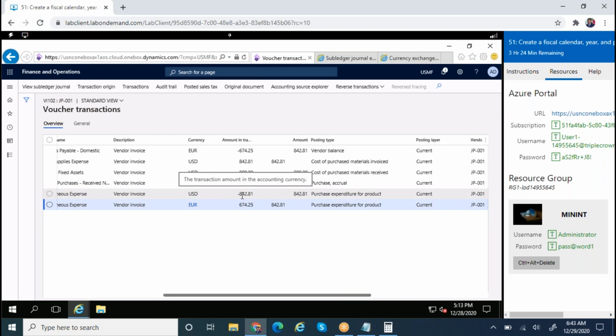It was posted in US dollars and euros. There is a difference in euros, but it was posted as debit and credit. One is US dollars, one is euros. Understood?